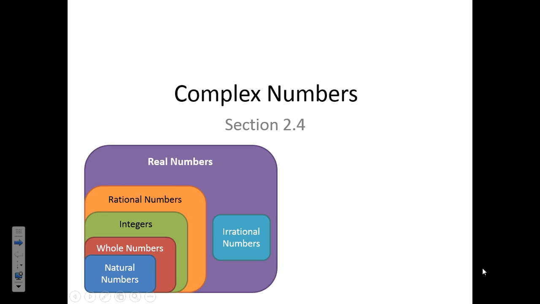Okay, section 2.4 is on complex numbers. 2.4 is not on the quiz tomorrow. I'm pre-teaching, you'll have a quiz tomorrow, then you'll have time to work after your quiz on this.